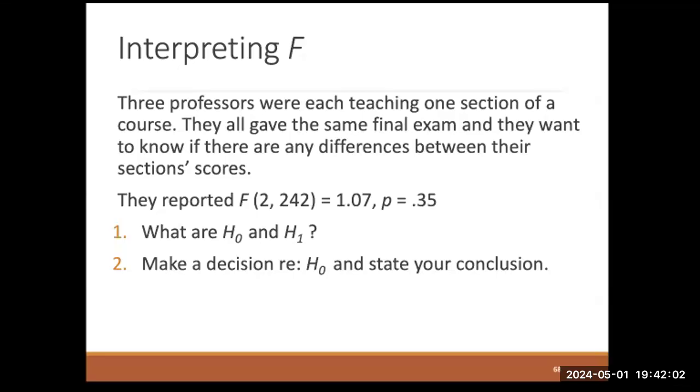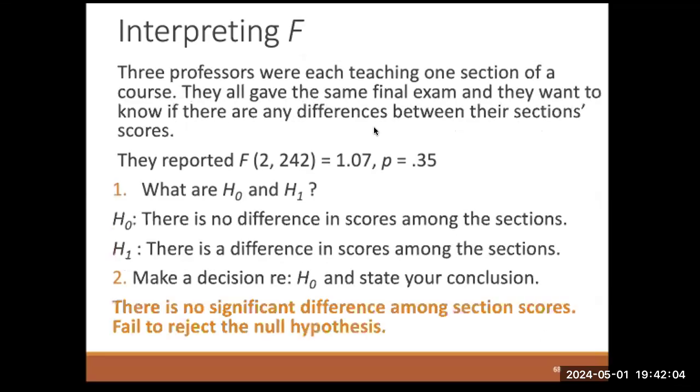So what would I look at? Well, based on these results, p = 0.35. The null hypothesis: there's no difference in scores among the sections. The alternative: there is a difference in scores among the sections. Make a decision regarding the null hypothesis and state your conclusion. There is no significant difference among section scores. We failed to reject the null hypothesis. And I should have added this, and this is what I would want from you: there was no difference in terms of the section scores among the three professors.